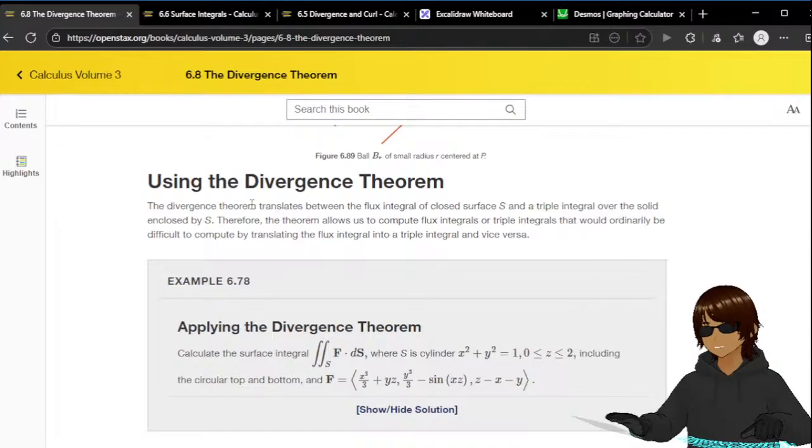The divergence theorem translates between a flux integral over a closed surface S and a triple integral over the solid enclosed by S. Therefore, the theorem allows us to compute flux integrals or triple integrals that would ordinarily be difficult to compute by translating the flux integral into a triple integral and vice versa.